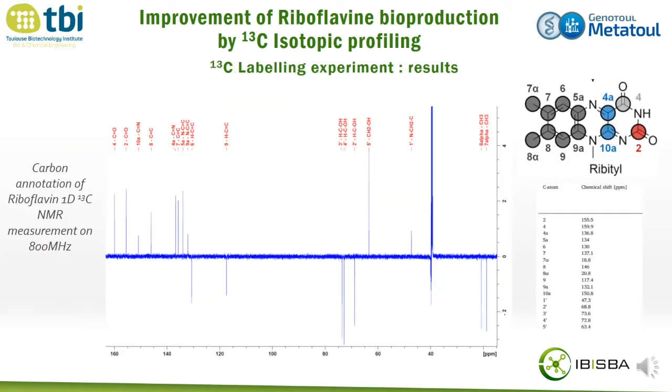The first work done was to fully characterize the C13 NMR spectrum of riboflavin. To do that, we worked on purified compound produced from an unlabeled culture. We have to know that riboflavin at high concentration is not soluble in water, so it was really easy to separate it from the medium, and we were able to dissolve this purified compound into deuterated dimethyl sulfoxide, compatible with NMR analysis, and record the spectrum at 800 MHz.